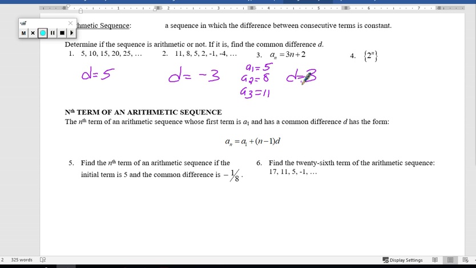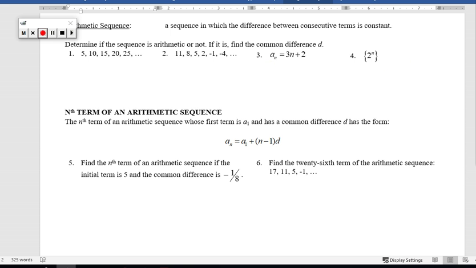Same thing, I've got to first figure out what my list of numbers is. So A sub 1 is going to get us 2. A sub 2 is going to get us 4. A sub 3 is going to give us 8. Now this is times 2, times 2, and to be arithmetic, you would have to be able to add or subtract the same number. That is not happening here. So this one has no D. There's no common difference there.